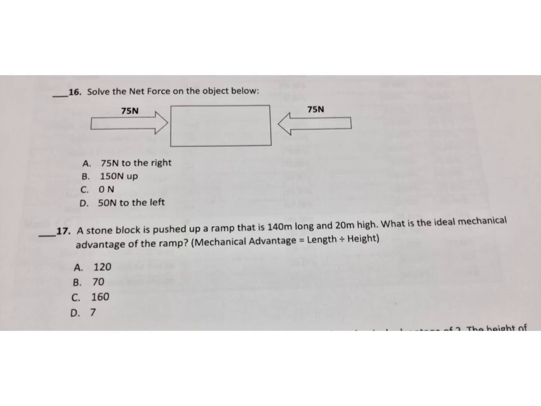17, a stone block is pushed up a ramp that is 140 meters long and 20 meters high. What is the ideal mechanical advantage of the ramp? In parentheses, mechanical advantage equals length divided by height. A, 120, B, 70, C, 160, or D, 7.